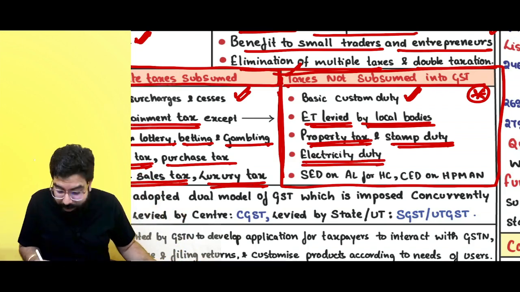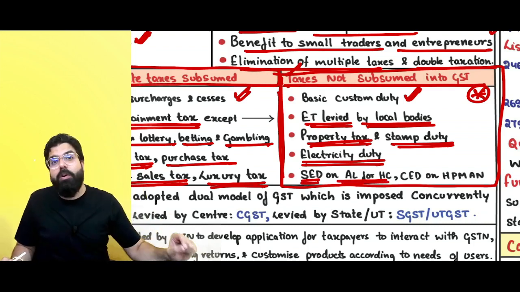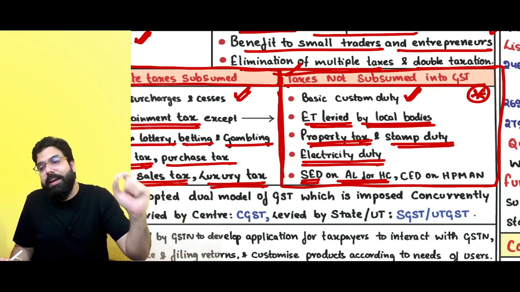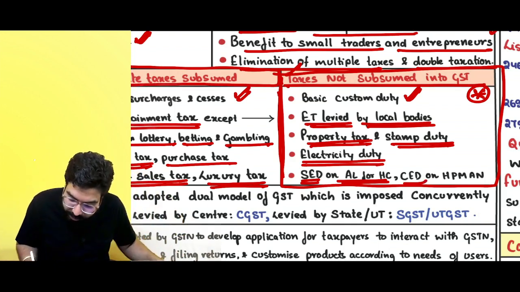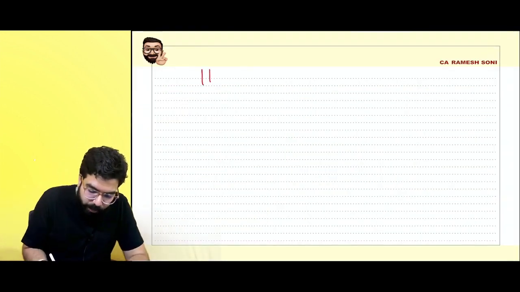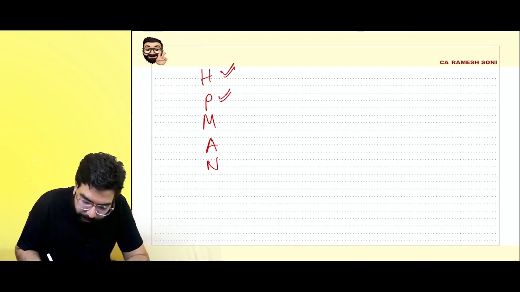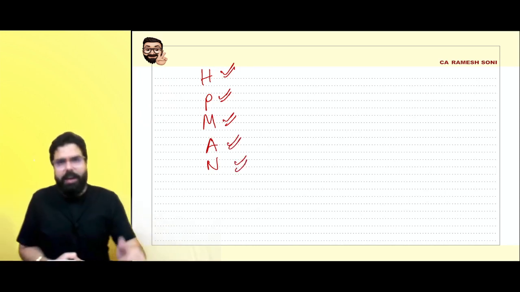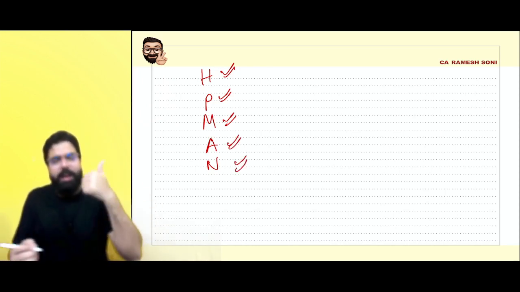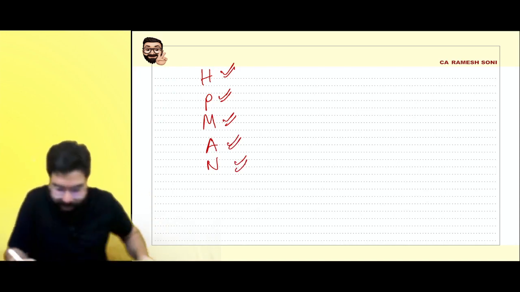Electricity duty is still there. State excise duty on alcoholic liquor: whatever state excise duty was there on alcoholic liquor for human consumption will still continue. Central excise duty on HP man. Remember what HP man is? HP man is high speed diesel, petroleum crude, motor spirit, aviation turbine fuel, and natural gas. Again, with me, everyone: high speed diesel, petroleum crude, motor spirit, aviation turbine fuel, and natural gas.